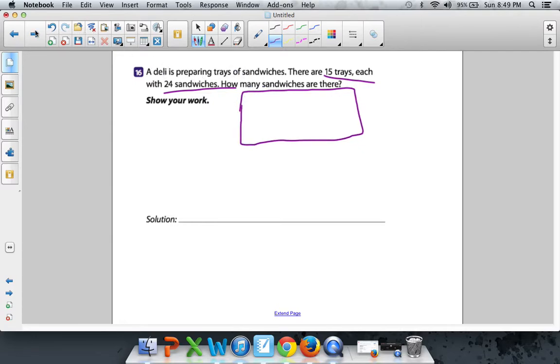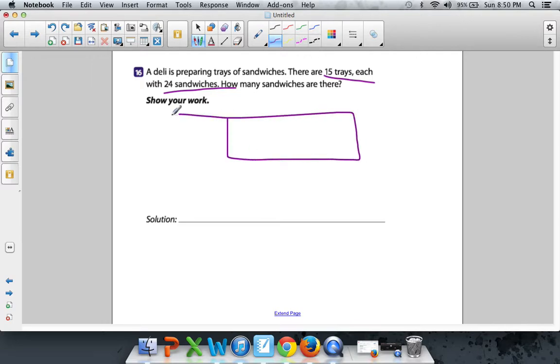Wait, let me do it lower actually. Sorry. Draw myself a little box. Stupid computer. And then I would make 4 corners. And I would put 24. So I'd put 20 and 4 for 24. And then 15 is a 10 and a 5 for 15.